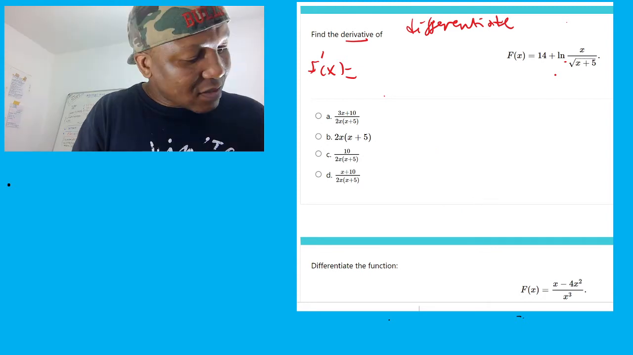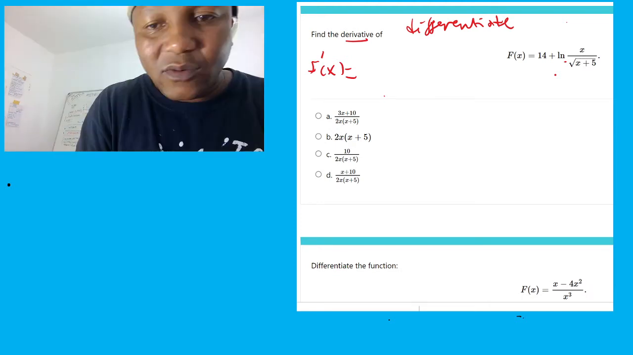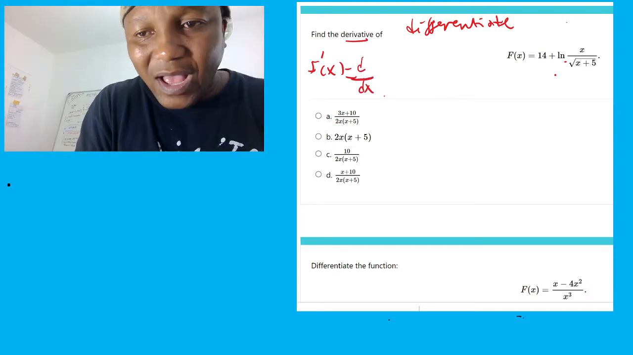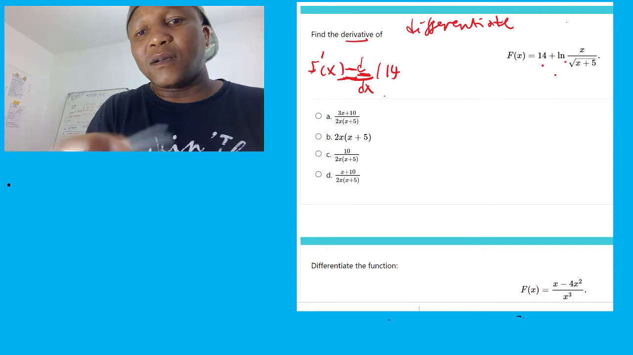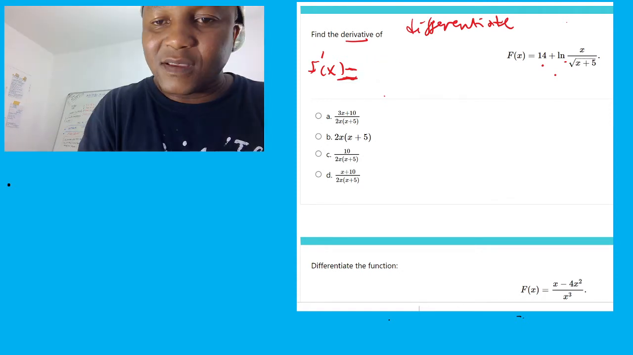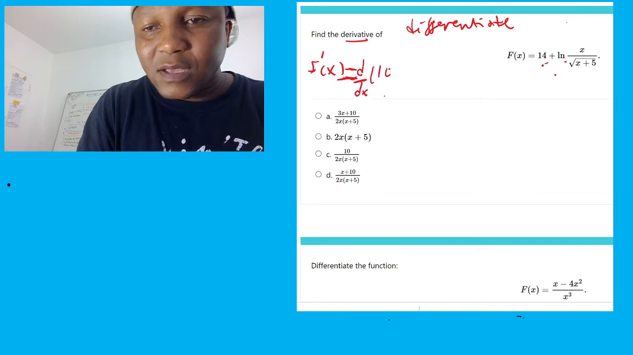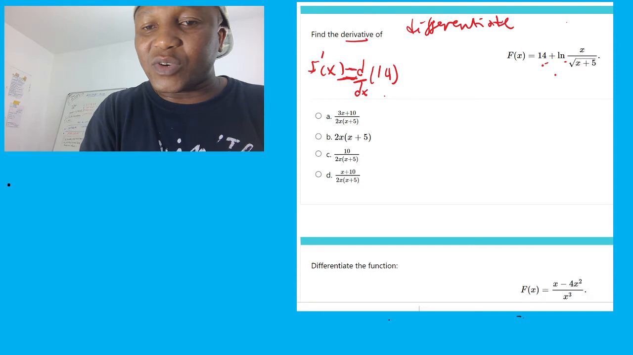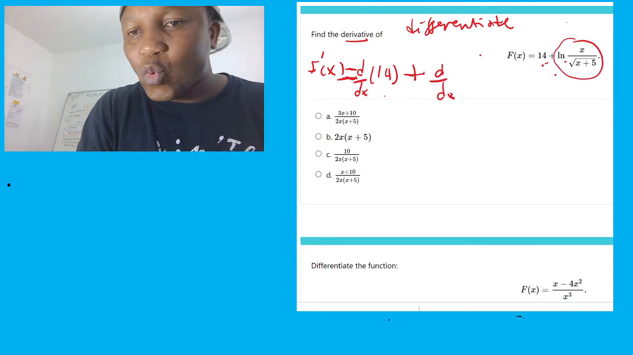Okay, so now we have to derivate 14. Here, there's an equal sign. Equal, and then we derivate 14, because everything is x. That's why we derivate x, and then we plus, we derivate this one right here, which is in brackets.